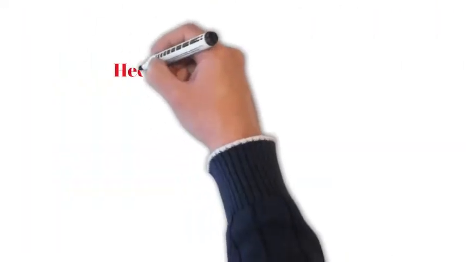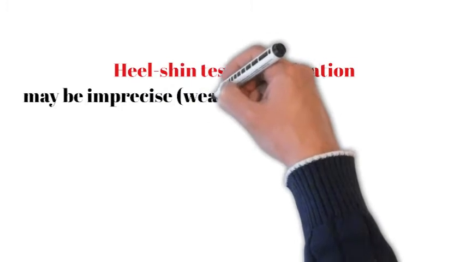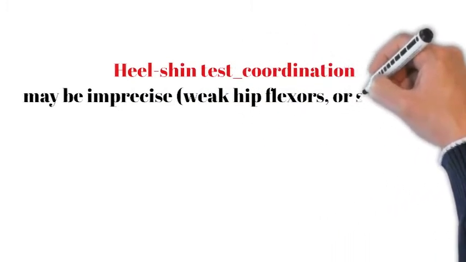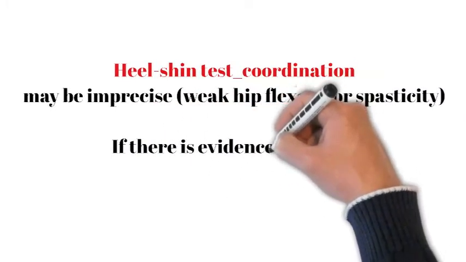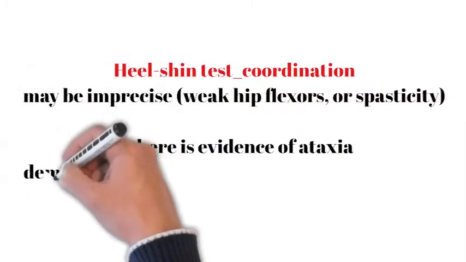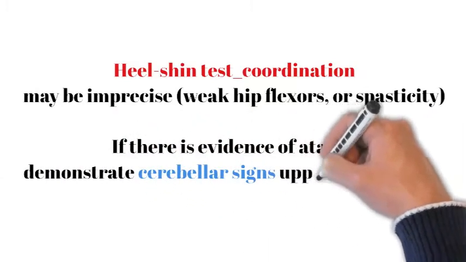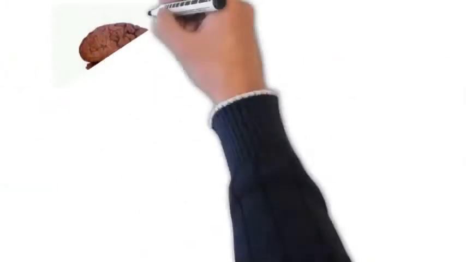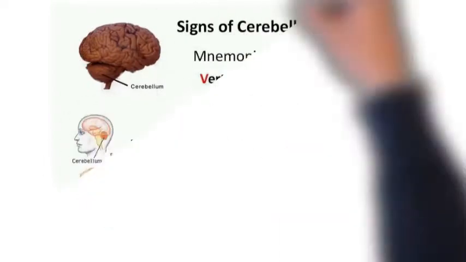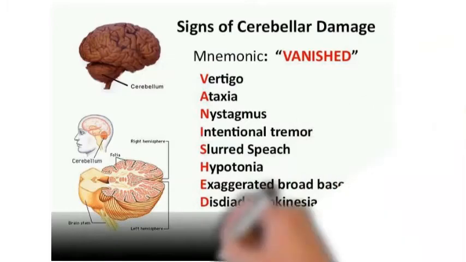Moreover, in patients with weak hip flexors or spasticity, heel shin testing to test coordination may be imprecise and unreliable. However, if the ataxia appears more than can be explained by weakness, especially if there is worsening of tremor as the target is approached, for example heel approaching knee or ankle, it would suggest that there is an additional ataxic component. A more reliable indicator of ataxia is demonstration of cerebellar signs in the upper limbs, or eyes.